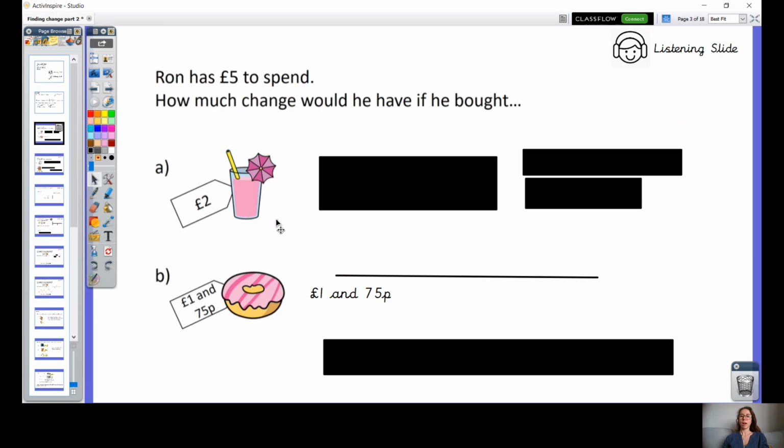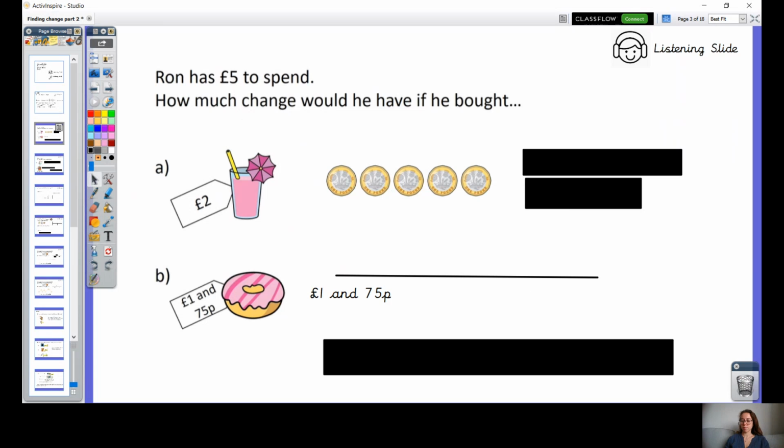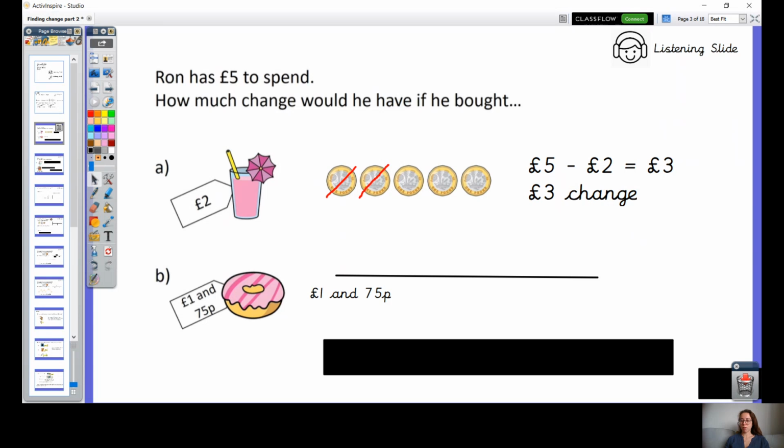Now, a bit like yesterday, I'm going to exchange the £5 note into pound coins to help me. So if I was drawing this in my book, I would draw out 5 £1 coins, a bit like this. Now, if the milkshake costs £2, I'm going to cross out 2 of them because that's how much he's spent. And so now I can see that £5 take away £2 is £3. So therefore Ron gets £3 change.